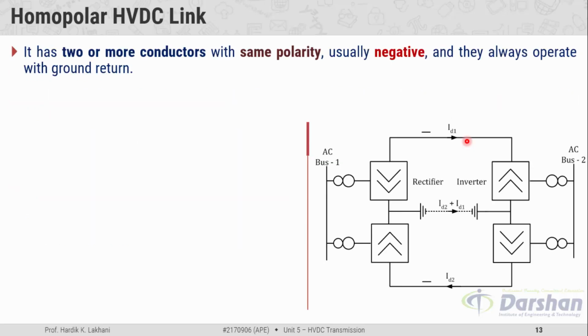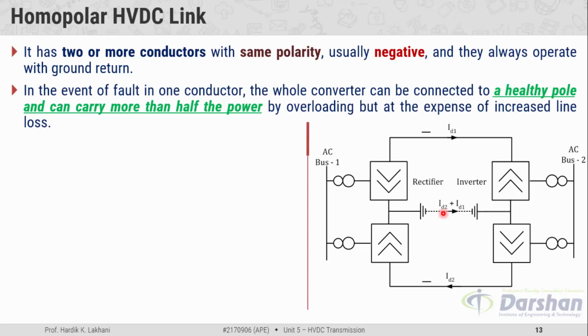Homopolar HVDC link: it has two or more conductors with the same polarity. In this diagram only two conductors are shown and both of them have negative polarity, and they usually operate with ground return. In the event of a fault in one conductor, the whole converter can be connected to the healthy pole and carry more than half of the power by overloading, but at the expense of increased line loss. The homopolar link has two or more conductors.